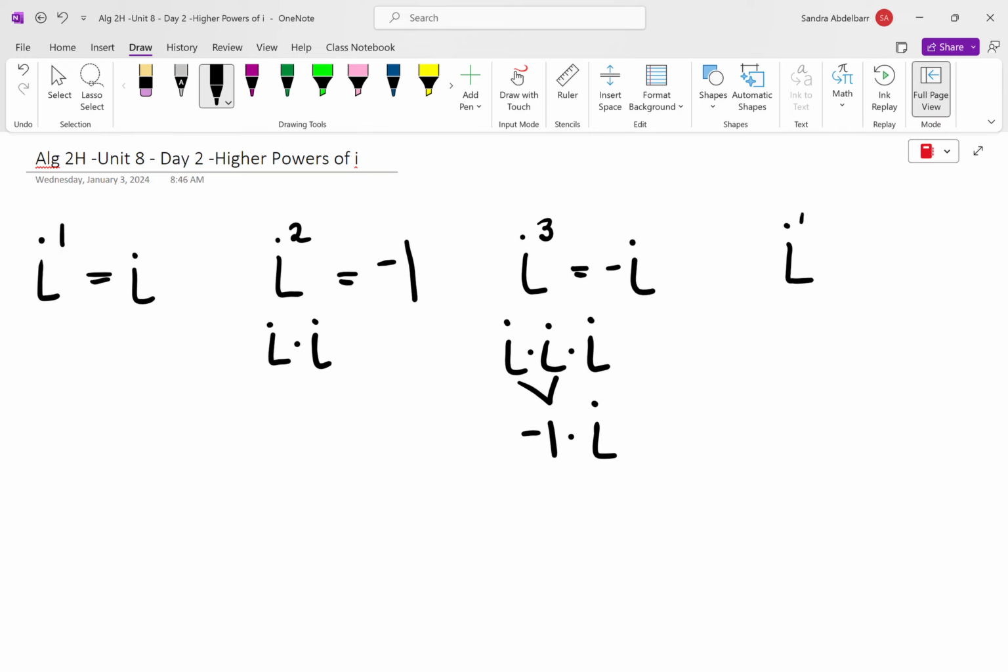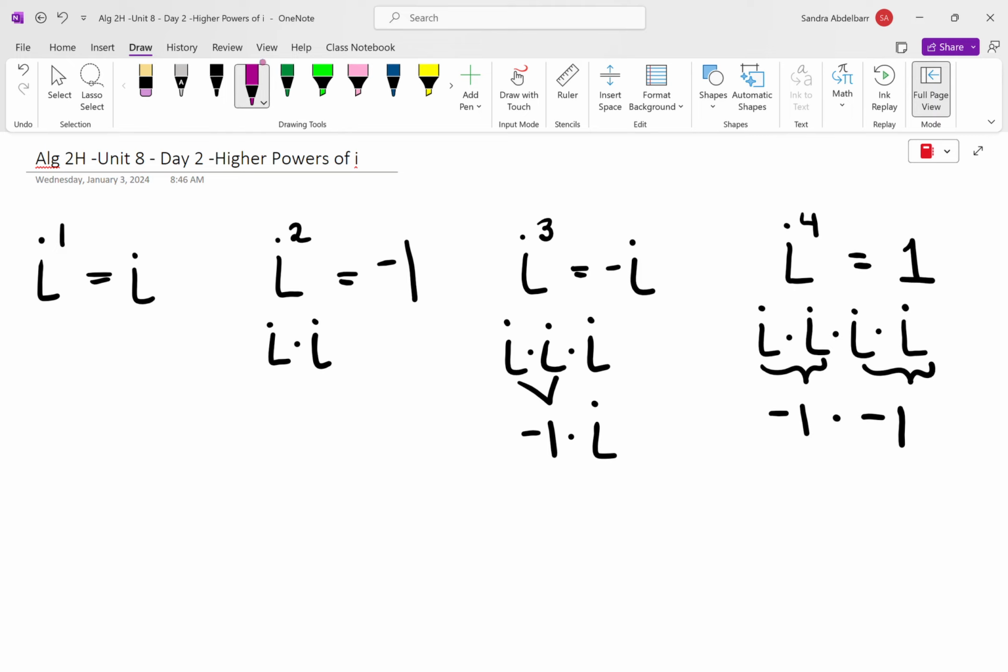And then we have i to the fourth. Well, i to the fourth is i times i times i times i. Well, every i times i is a -1. So we have -1 times another -1, which gives us 1 whole. You want to memorize these.